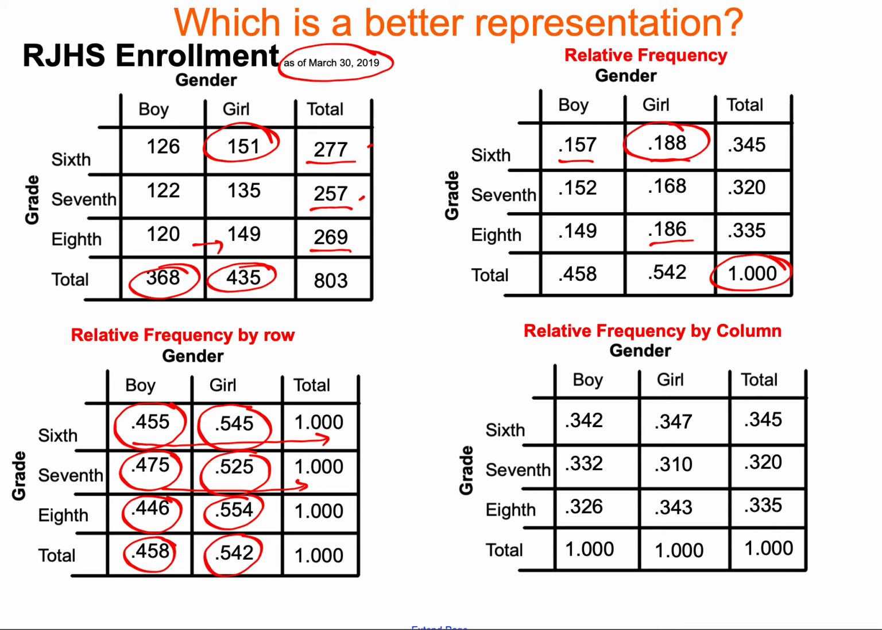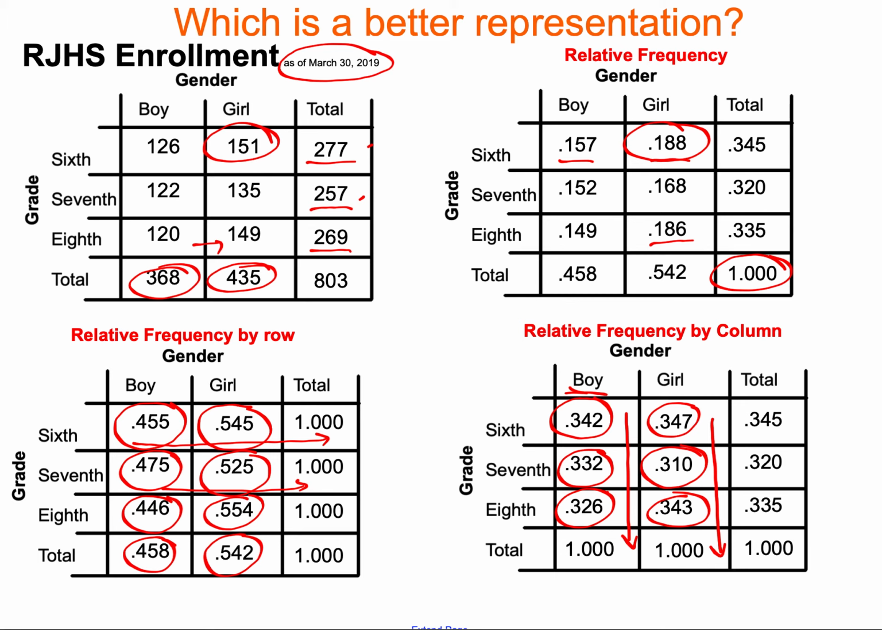Okay, the relative frequency by column. This is where the comparisons are made in the columns. So what these numbers mean. 34.2% of boys were in 6th grade. 33.2% of boys were in 7th grade, and 32.6% of boys were in 8th grade. For the girls, 34.7% of the girls were in 6th grade, 31% of the girls were in 7th grade, and 34.3% of the girls were in 8th grade.